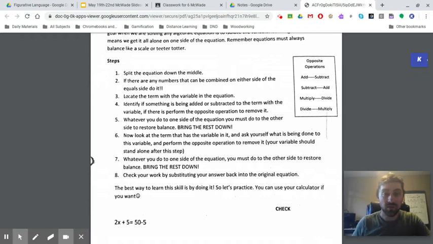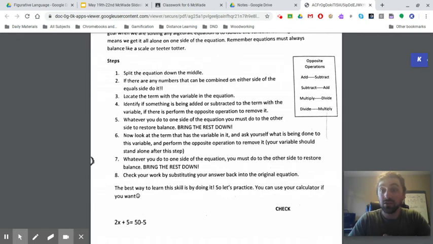Step number 2, if there are any numbers that can be combined on either side of the equals sign, do it. So if you have 2x plus 5x equals 28, you can add the 5x and the 2x, and that would give you 7x. So that is the simplifying of the algebraic expression. And we'll see more examples of that as we go on, because that can happen even with non-variables, with those complete numbers.